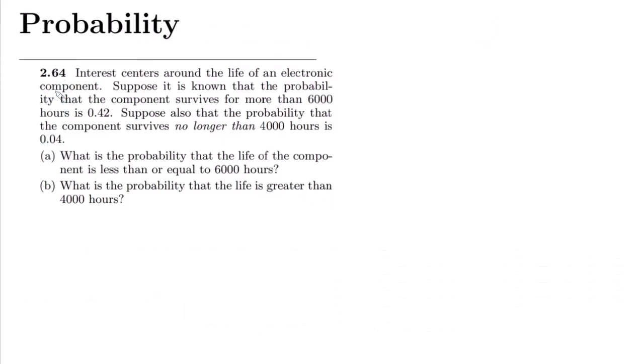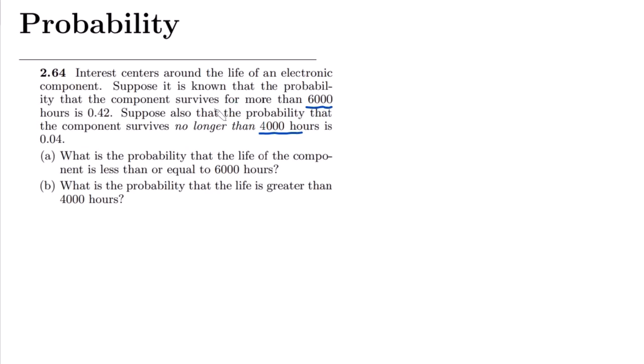So this is question 2.64, and it says that interest centers around the life of an electronic component. Suppose it is known that the probability that the component survives for more than 6,000 hours is 0.42. Similarly, suppose also that the probability that the component survives no longer than 4,000 hours is 0.04. So these are the two conditions provided here.